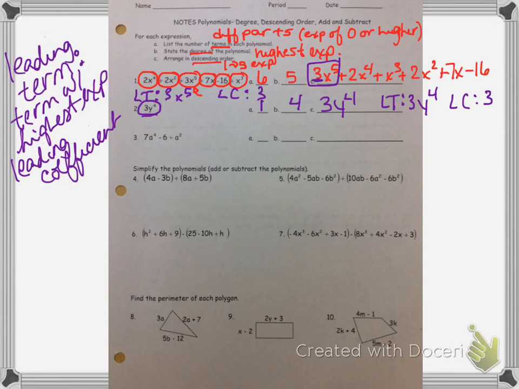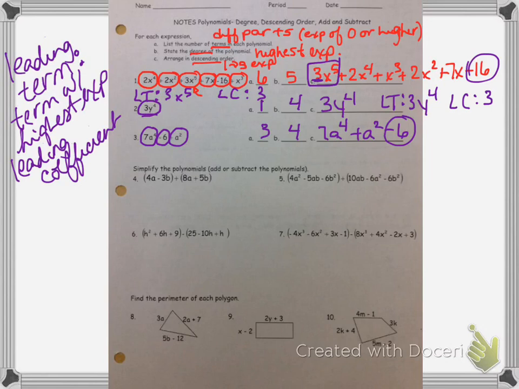Here we have 1, 2, 3 terms. If I wrote them in order, it would be 7a to the 4th plus a squared minus 6. And so our degree would be 4 because that's our highest exponent. I do want to draw your attention to this negative 16 and this negative 6. Those are our constants. Those don't have a variable.